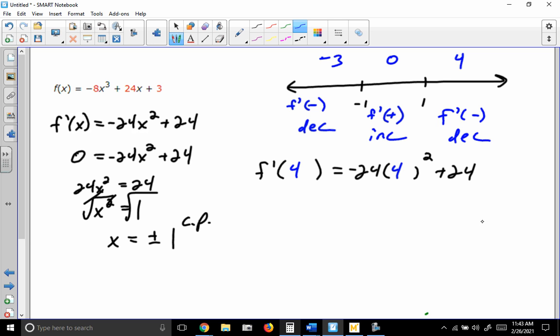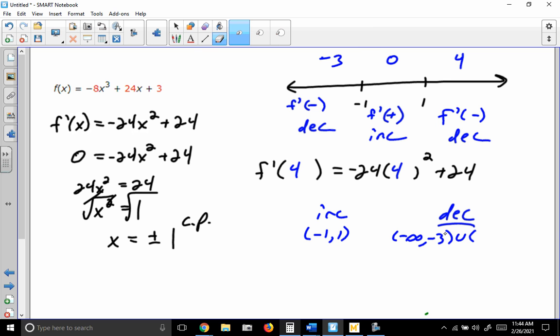So we're decreasing. So if we want to describe where we're increasing, that's in that middle section between -1 and 1. We're decreasing on the edges. So from negative infinity approaching -3, we're decreasing. And then, oops, that was my test point, not my critical point. We go from negative infinity all the way to -1, and then from 1 to positive infinity. So we're decreasing here, and then we're increasing in the middle.